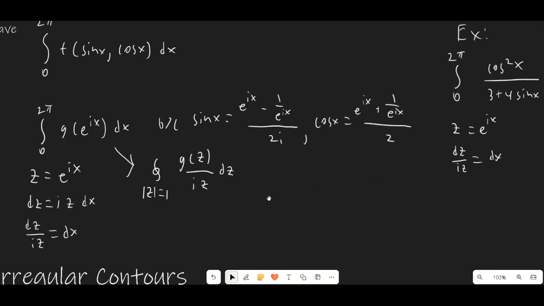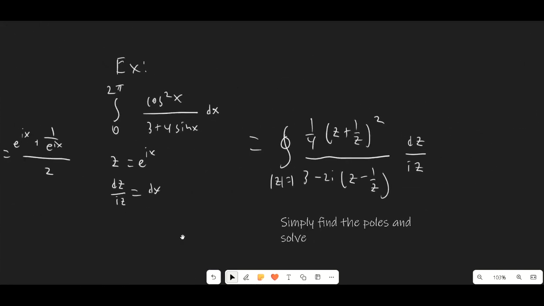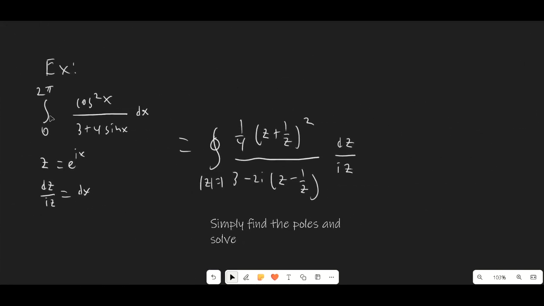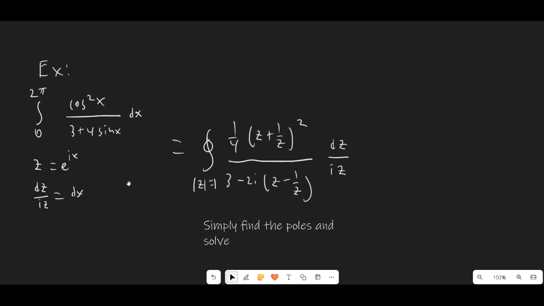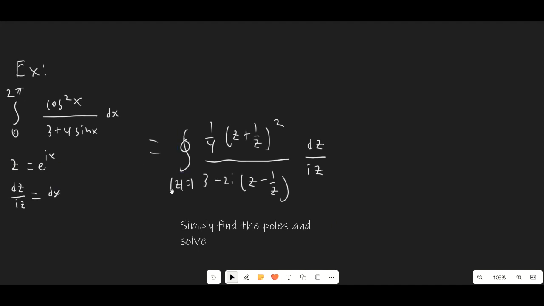So let's look at an example of how this works out. This is our function: the integral from 0 to 2 pi of cosine squared of x over 3 plus 4 sine of x dx. Then z is going to be e to the ix, and dz over iz is going to be dx. And this just ends up being the contour integral over modulus of z equals 1. And then, just using the identity with cosine of x and sine of x, we get this nice expression.